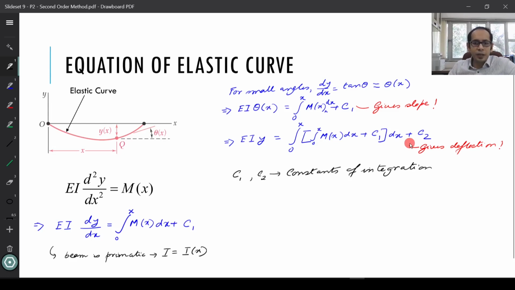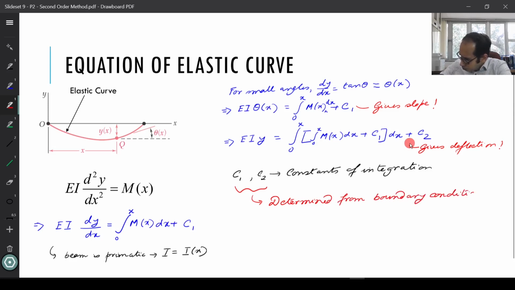And how do we get C1 and C2? Simple, you get them from the boundary conditions. So for a beam given a set of loading, you have to figure out, if you are doing the second order method, what are the boundary conditions which I am going to use to determine these constants C1 and C2. So C1 and C2 are determined from the boundary conditions. And what can be some of the boundary conditions that you can think of?